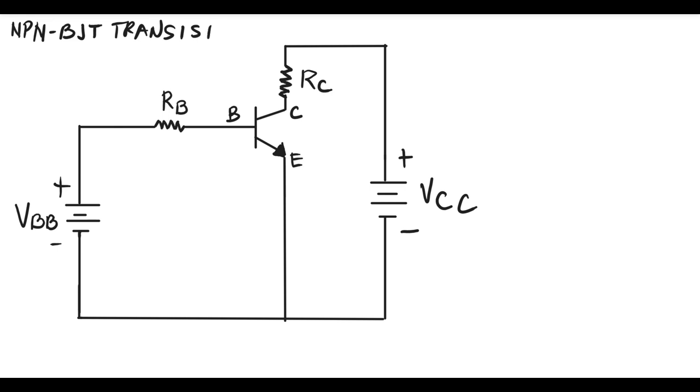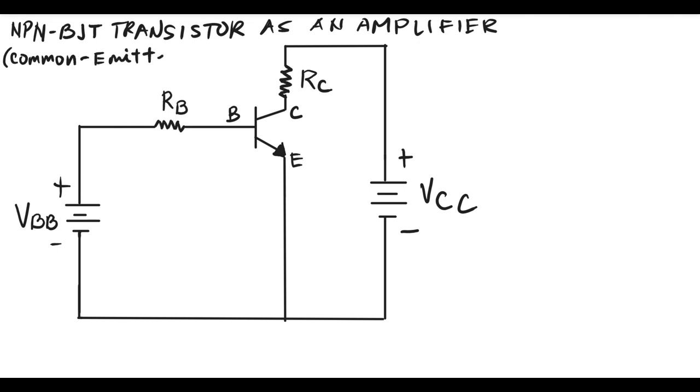And this transistor is connected as an amplifier, or this is biased as an amplifier. The configuration that we are using is what we call the common emitter configuration. In this configuration, the input side and the output side of the circuit share the emitter here. And of course, this will be the ground.